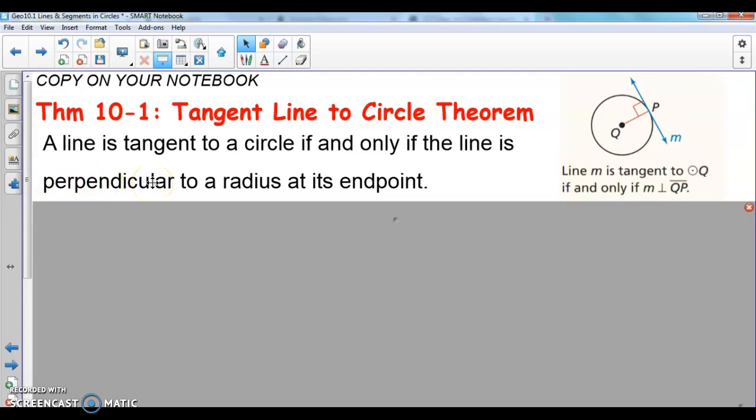Perpendicular. Perpendicular means they form a 90-degree angle. So that means this tangent line makes a 90-degree angle with the radius drawn from the center. So in this figure, line M, which contains P, is tangent to circle Q if and only if it makes a 90-degree angle with segment QP. So why is this important and how can we use this for computations? Let's look at one example.